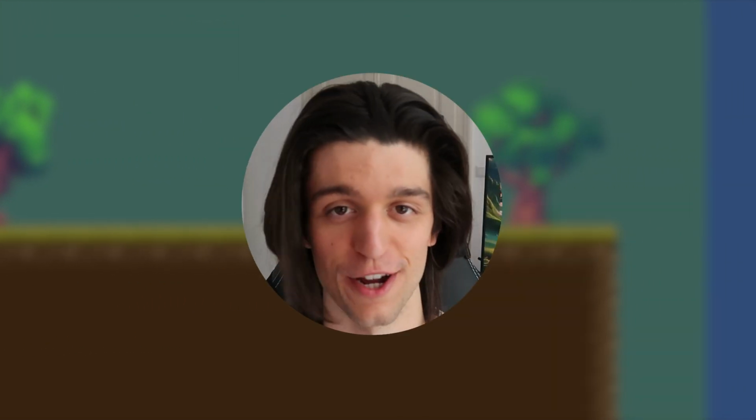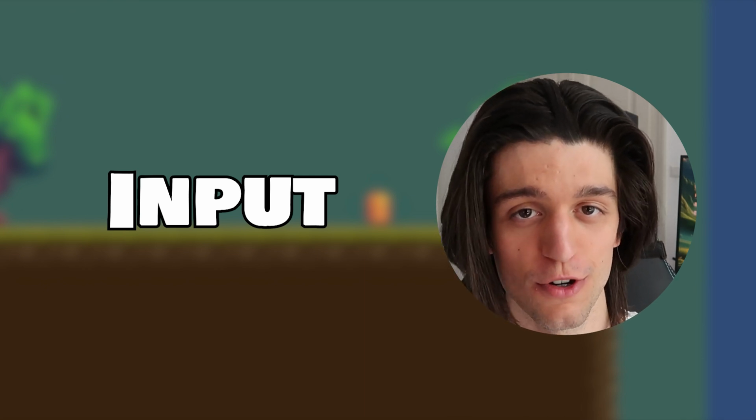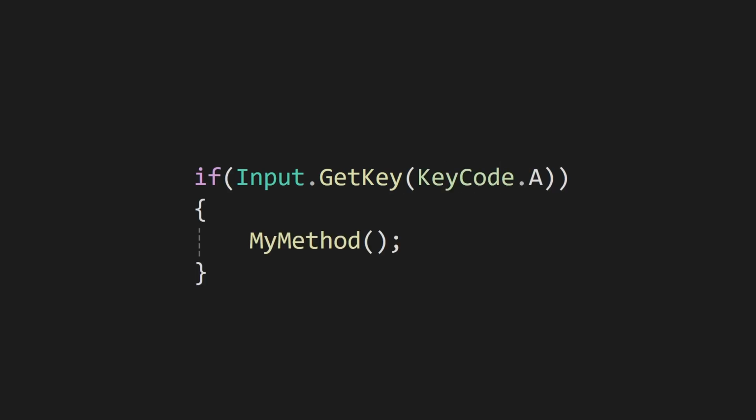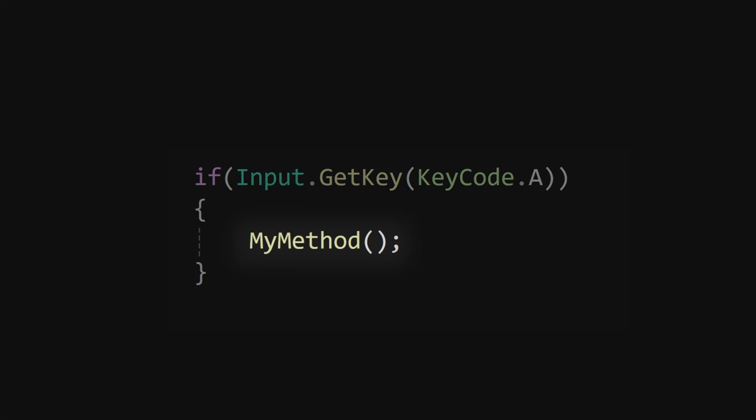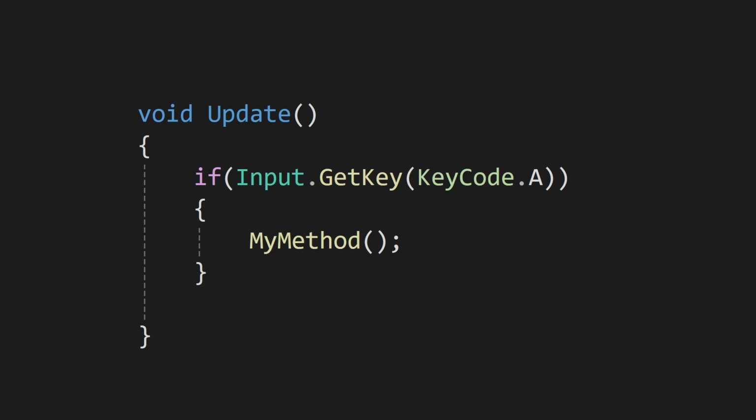And let's start right away with input. All you need to do to access any key on your keyboard is write Input.GetKey and in parentheses KeyCode dot, for example, A. If we add an if statement right before, you can now run any code inside this if statement only if you have the A key pressed. Put that in the Update method and every frame you press the A key, this method will run.